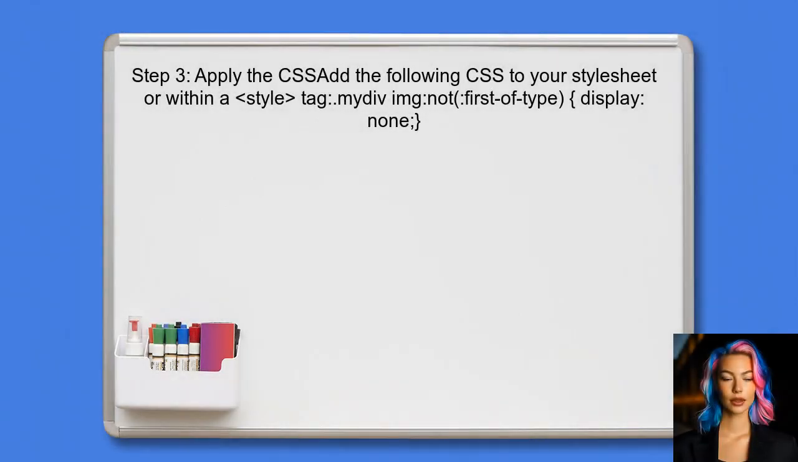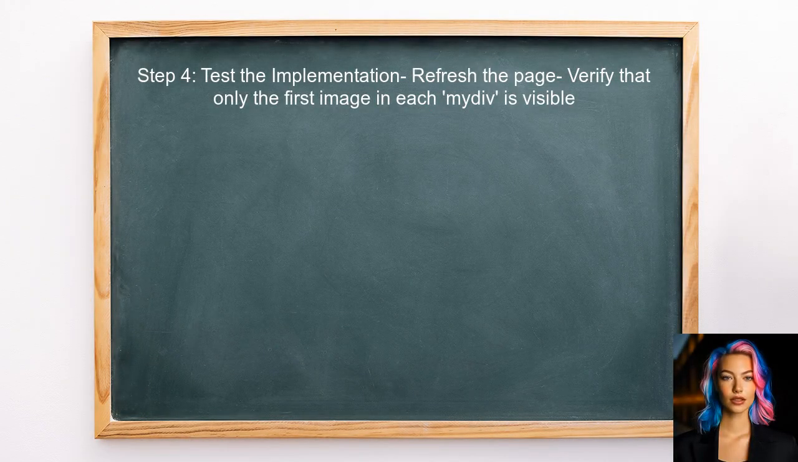Now the user should ensure that this CSS is applied correctly. They can add this CSS to their style sheet or within a style tag in the HTML. Finally, the user can test the implementation by refreshing the page. They should see that only the first image in each myDiv is displayed, while the others are hidden.